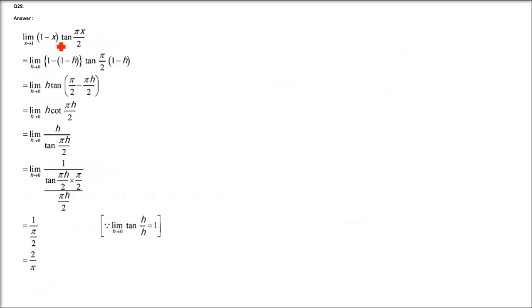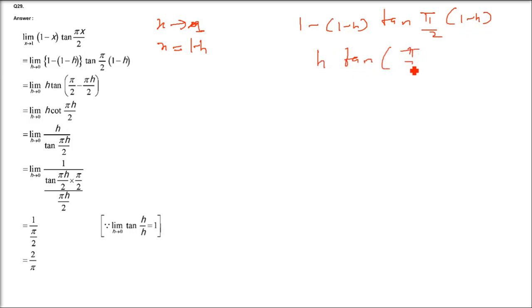Question number 29, limit x tends to 1, 1 minus x, tan pi x by 2. So x is tending to 1 here. What we can do is take the left hand limit, we can put x as 1 minus h. So replacing x by 1 minus h. We have 1 minus x, in place of x we are writing 1 minus h, tan pi, in place of x we are putting 1 minus h by 2. So 1 minus h is 1 minus 1 plus h. This is h tan.